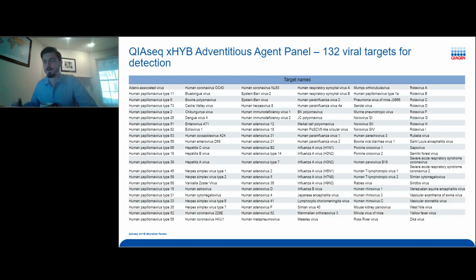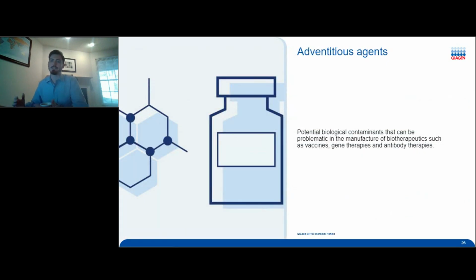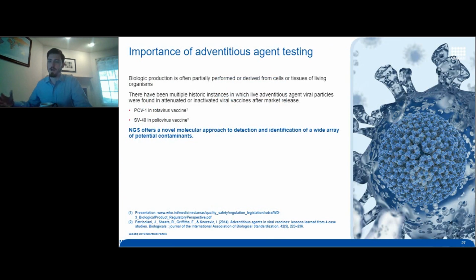To just go over again the definition of what an adventitious agent actually is, it's a potential biological contaminant that can be problematic in the manufacture of different bioreactor created and manufactured things, such as vaccines, gene therapies, and antibody therapies. So right now, there is a lack of good detection methods of all these different viruses that are present in these samples. And there has historically been times when these types of viruses have gotten into things like vaccines.